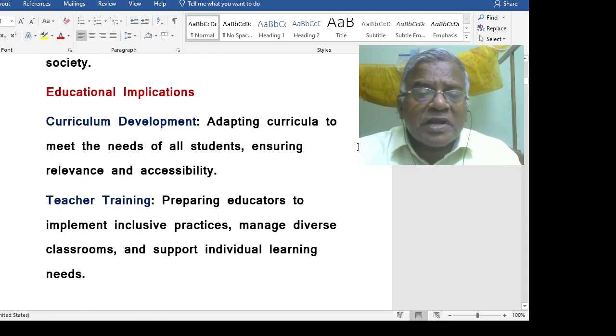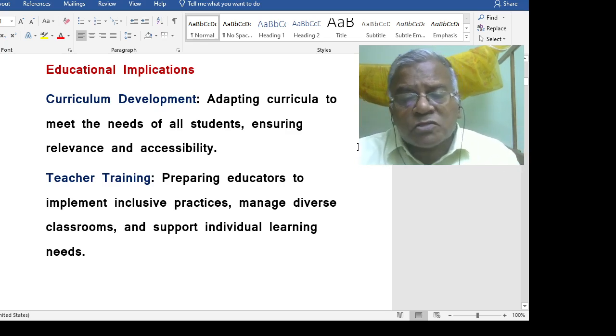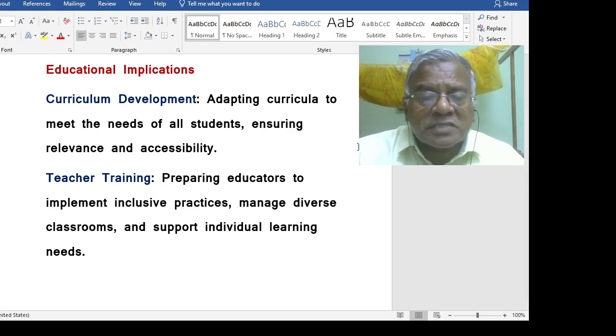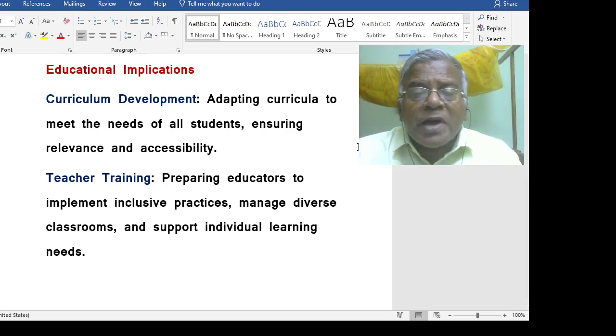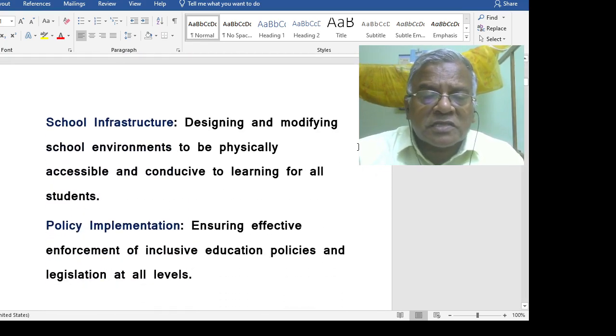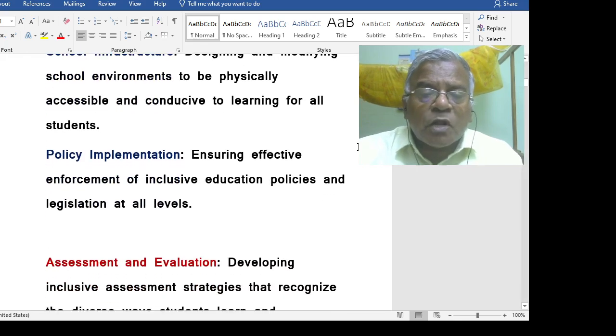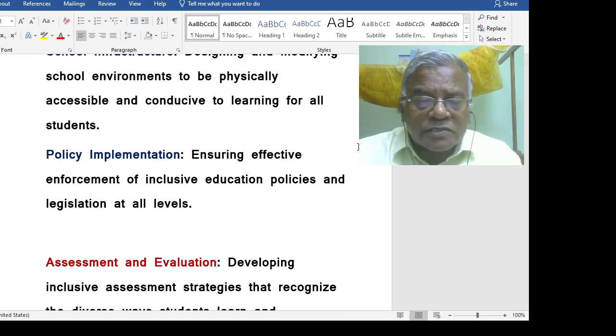What are the educational implications of inclusive education? Curriculum development, adapting curricula to meet the needs of all students, ensuring relevance and accessibility. The teacher training, preparing educators to implement inclusive practices, manage diverse classrooms and support individual learning needs. Then school infrastructure, designing and modifying school environments to be physically accessible and conducive to learning for all students. Then policy implementation, ensuring effective enforcement of inclusive education policies and legislation at all levels.